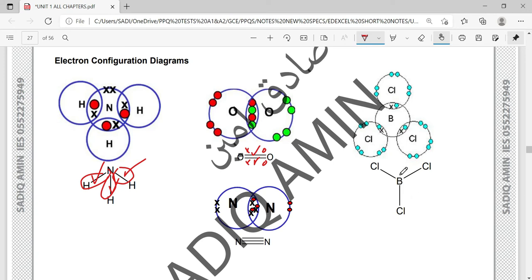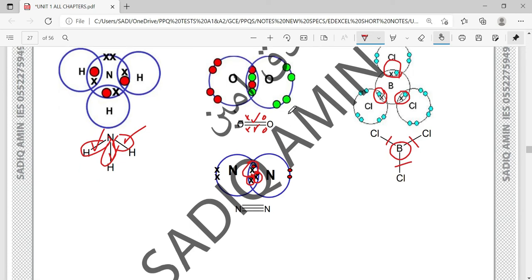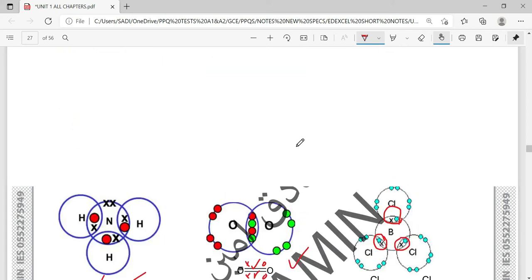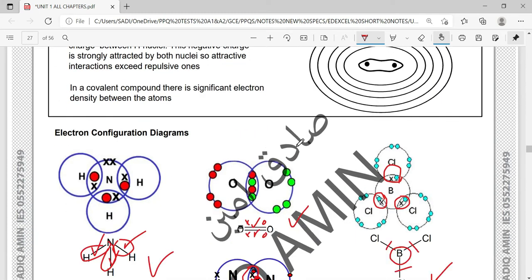You can see boron trichloride, a single covalent bond, single covalent bond, and single covalent bond. You can see the dot and a cross here, dot and a cross here, and dot and a cross here. So this is a single covalent bond. In the case of nitrogen, you can see dot and a cross 1, dot and a cross 2, and dot and a cross 3. So there are 3 pairs of electrons which are connected. So you will find a double covalent bond here, single covalent bonds, and a triple covalent bond. Okay.